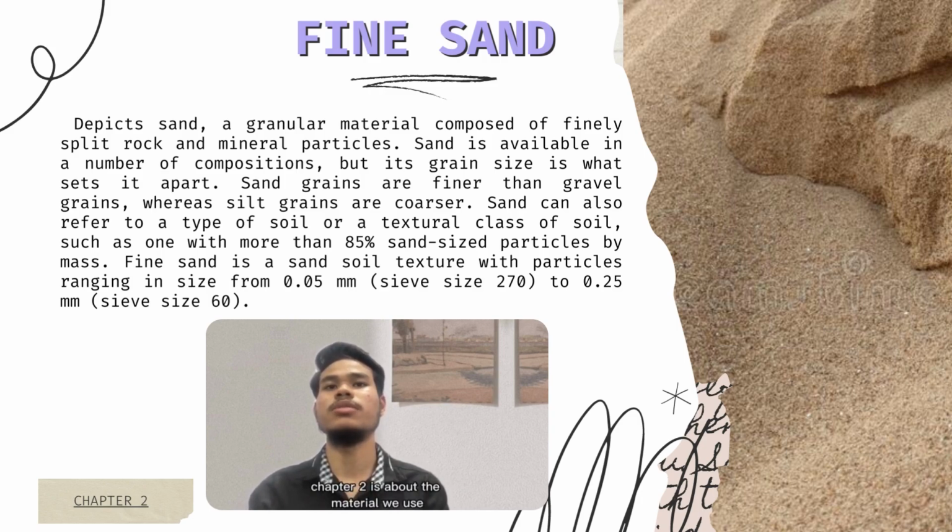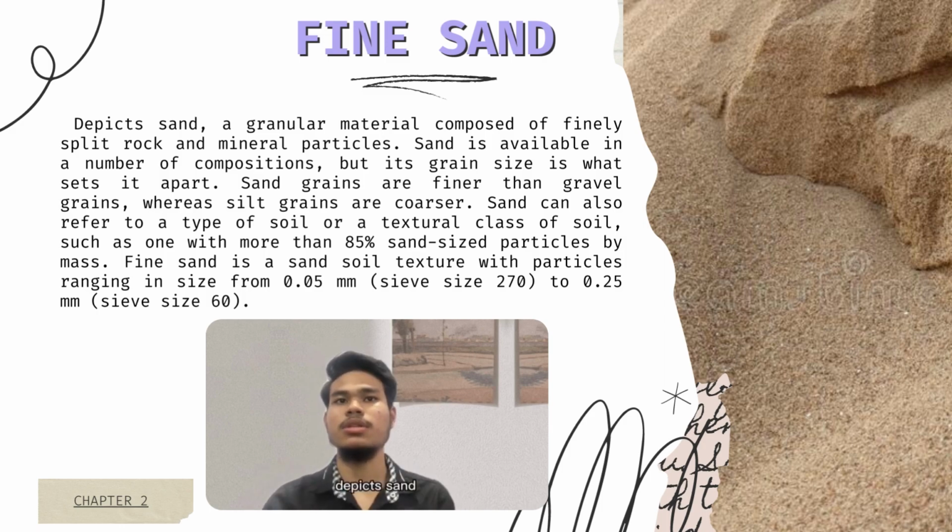Chapter 2 is about the material we use and the water quality index. First material is fine sand. Fine sand is a granular material composed of finely divided rock and mineral particles. Sand is available in a number of compositions, but its grain size is what sets it apart. Sand grains are finer than gravel grains, whereas silt grains are finer still.